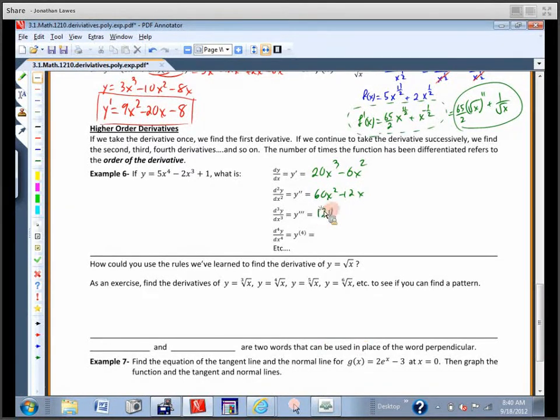So let's write down the first derivative. First derivative is 20x to the third minus 6x squared. Just checking to see if you're paying attention. 60x squared minus 12x.